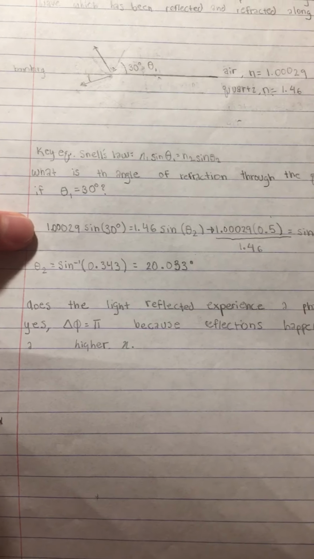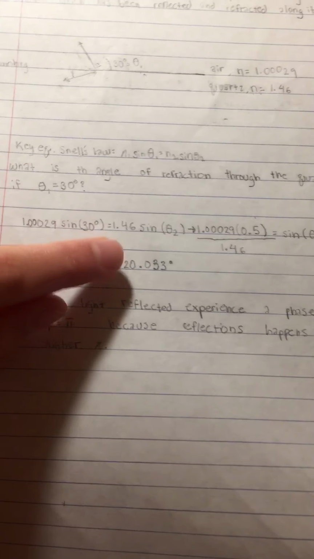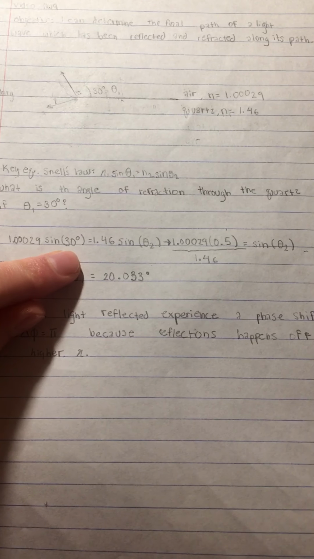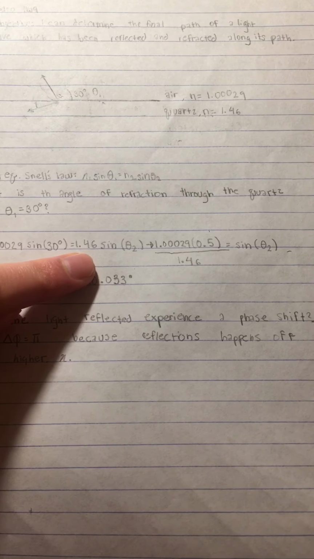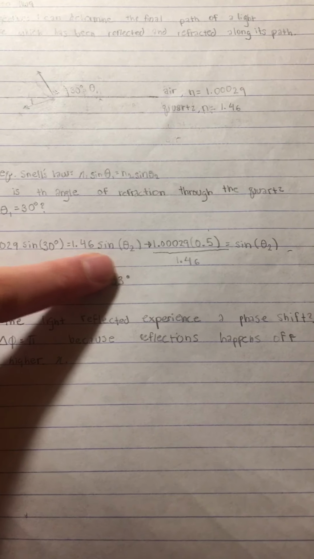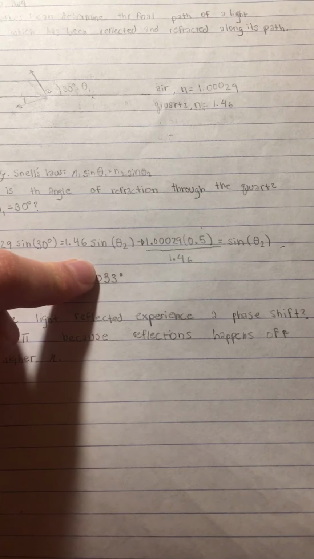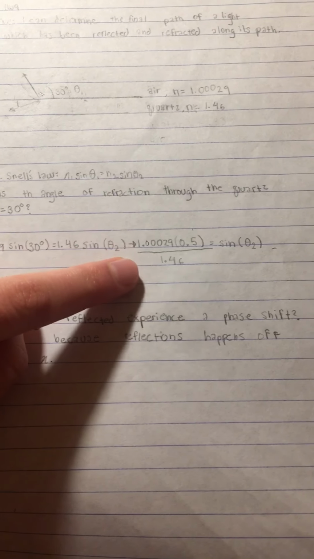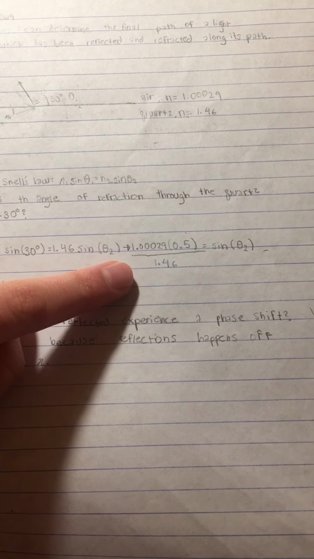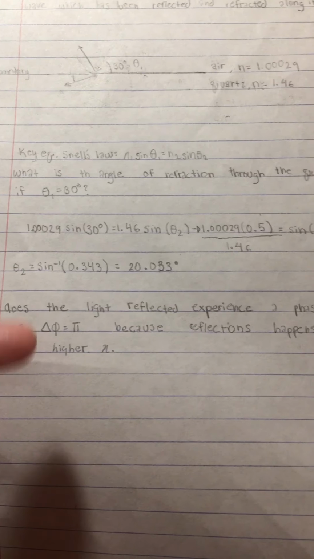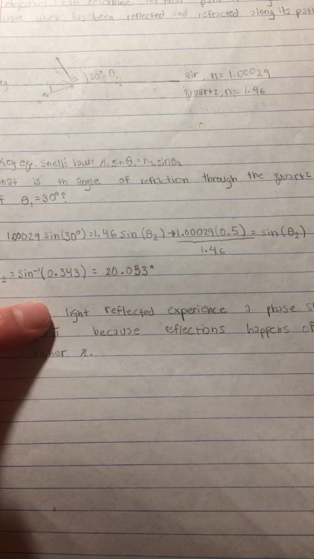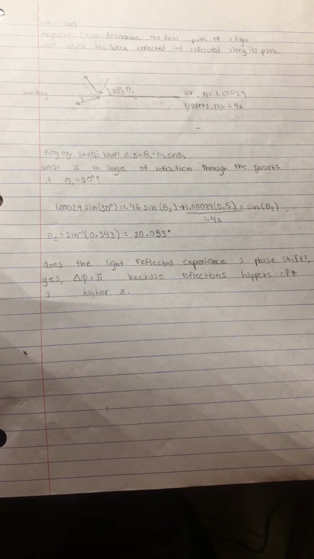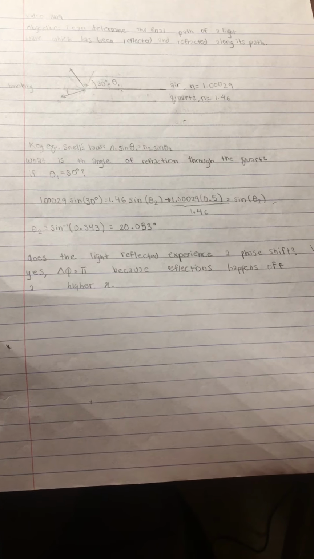So we have the refractive index of air as our n1, sine of theta 1 equals the refractive index of our quartz times sine of theta 2, which we're also obviously solving for. So we set this in terms of sine of theta 2, take the inverse sine of that, and we get 22.033 degrees. Second question is a little more conceptual, but does the light reflected experience a phase shift?